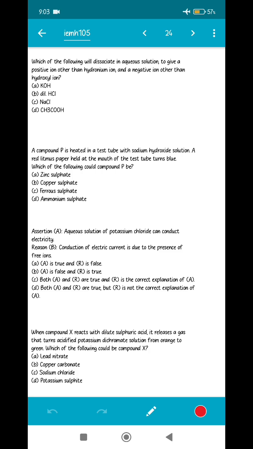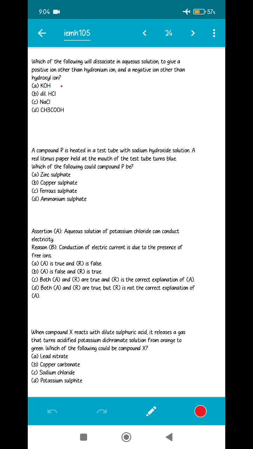So let's begin. Which of the following will dissociate in aqueous solution to give a positive ion other than hydronium ion, and it can also give a negative ion other than hydroxyl ion? So we know hydronium ion is released by acids and hydroxyl ion is released by bases. So we just have to eliminate the options which contain an acid or a base.